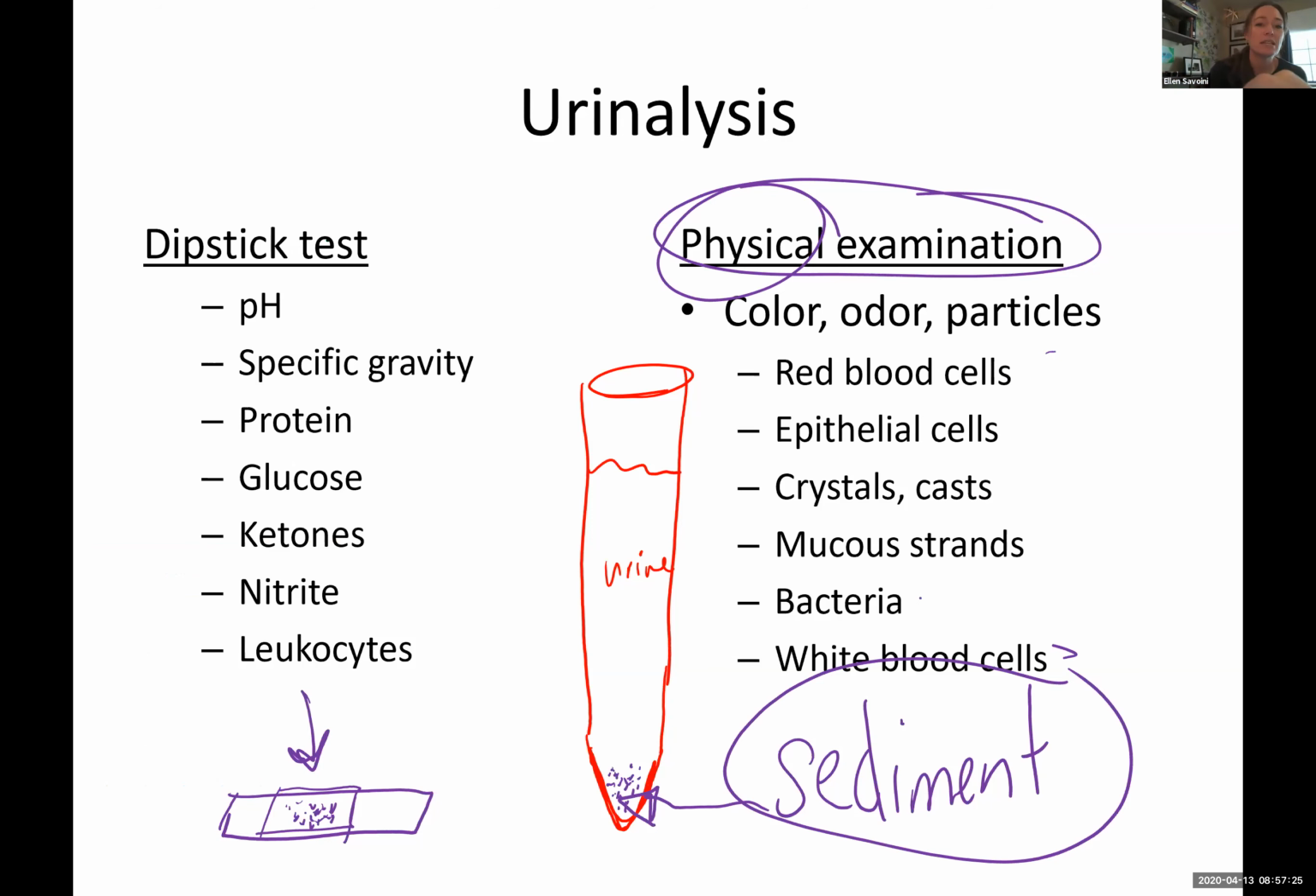Now, the other side of things: I like to do dipstick tests, which test dissolved solutes. So it's stuff that we cannot see. pH just tells you, is it going to be acidic or alkaline? Specific gravity tells you how concentrated your urine is. That's not really dissolved, but it's something we test on dipstick tests. Protein, we probably won't see protein, so again, that could be dissolved. Glucose, that's a dissolved solute.